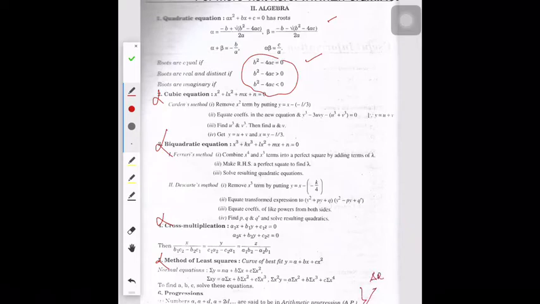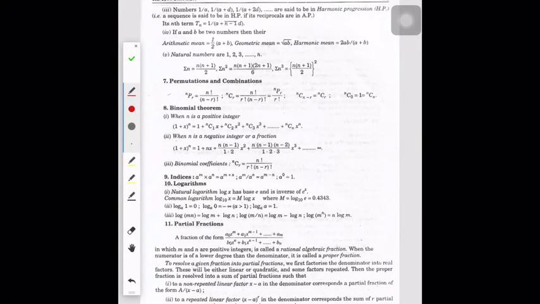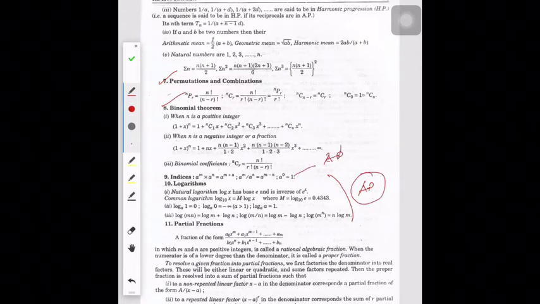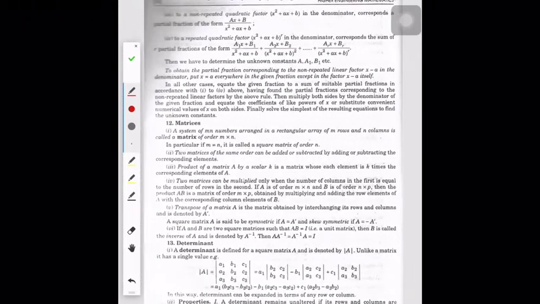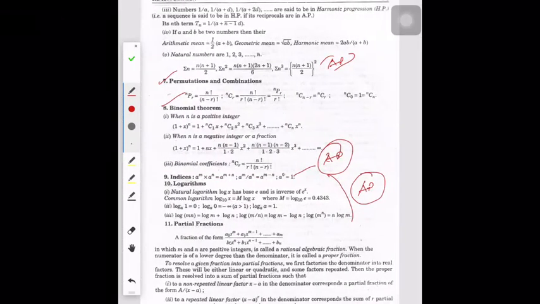You may need this in arithmetic, which means in aptitude you need this. And permutations and combinations, you need this. Binomial, logarithmic, in aptitude. Partial fractions, yes, you need this.